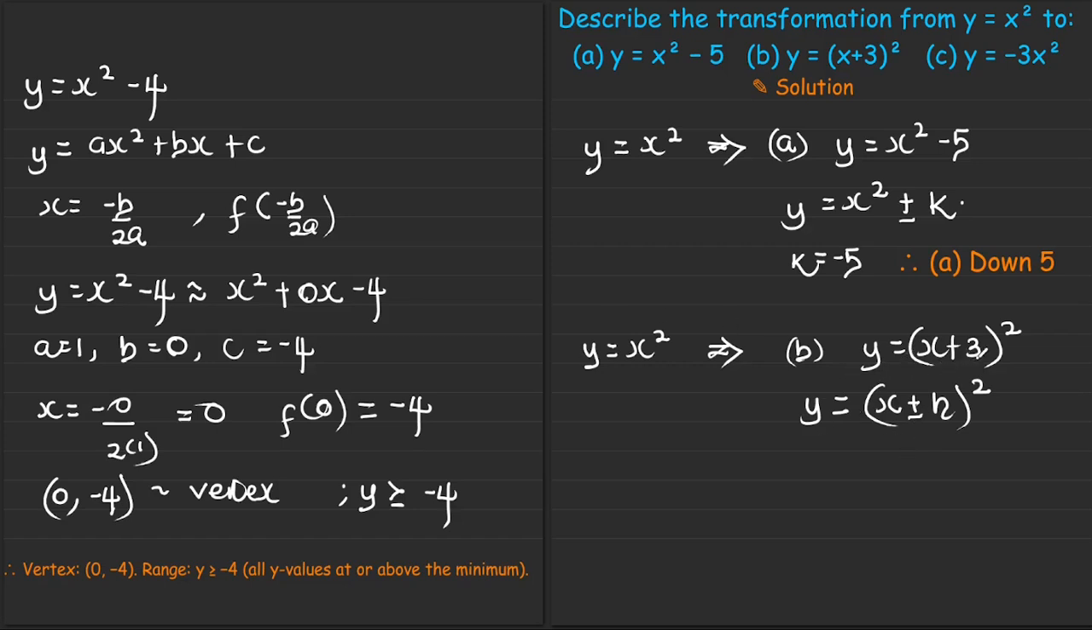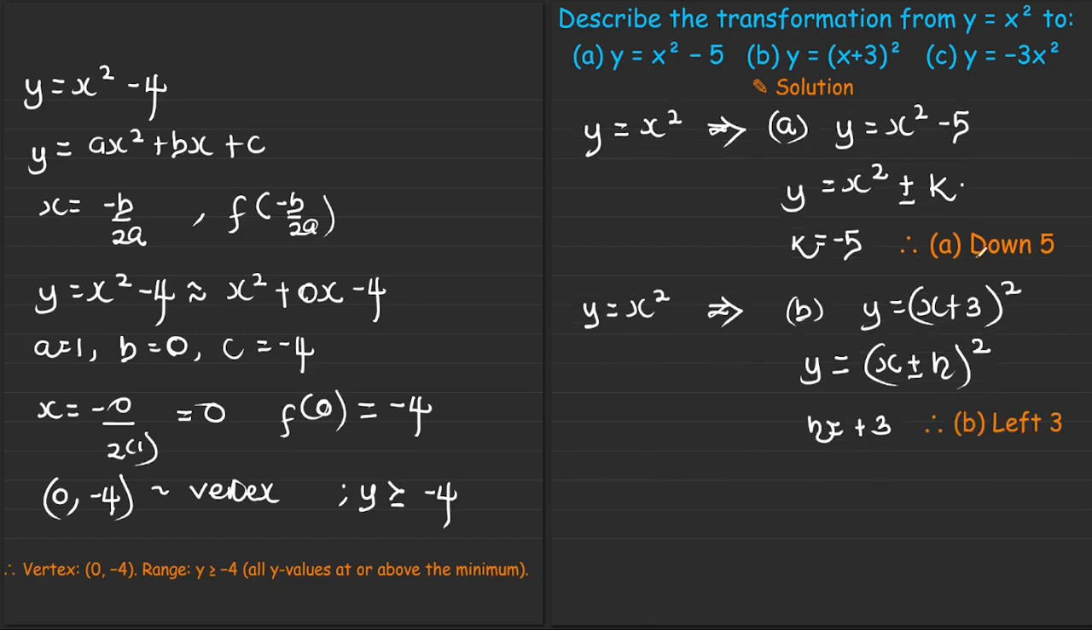So this time around, our h is plus 3. So what is happening? There is a horizontal shift 3 units to the left. And once again, we know for the parent function, its vertex is 0, 0. So if it is moving 3 units to the left, then it is moving from 0, 0 all the way towards negative 3, 0. So we can say, therefore, it is moving 3 units left. As simple as that.